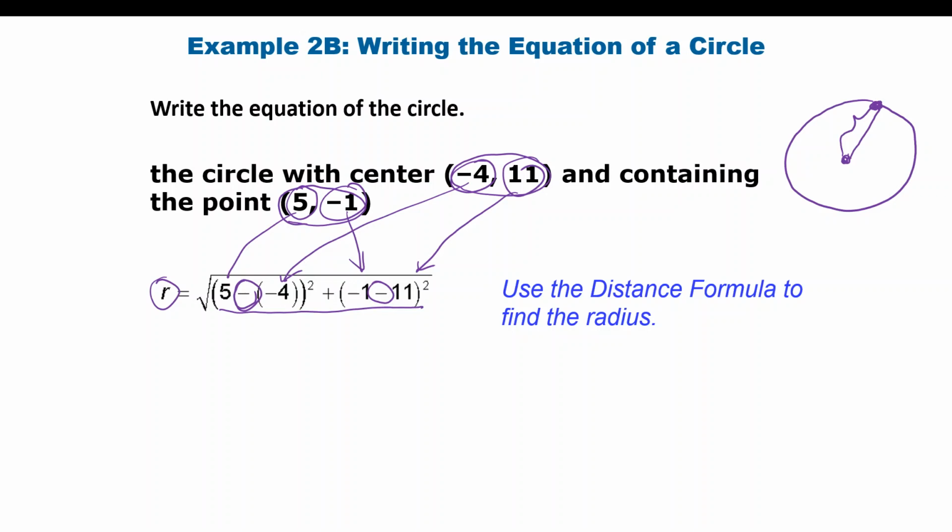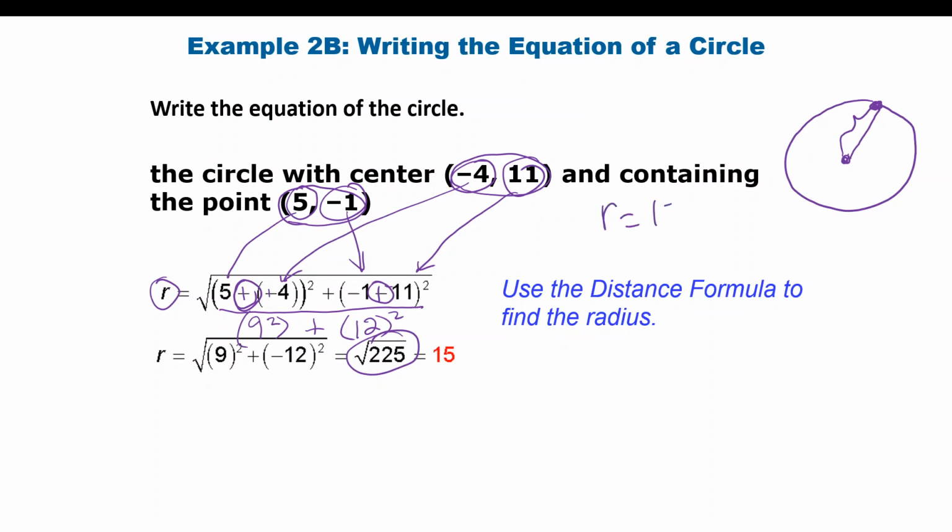5 minus a negative 4 is actually the same as 5 plus 4, which would be 9 squared, plus negative 1 plus a negative 11 is 12. So we're going to have 12 squared. All right, and let's go ahead and work that out. You end up with 225. The square root of 225 equals 15. So now we know that our radius equals 15.